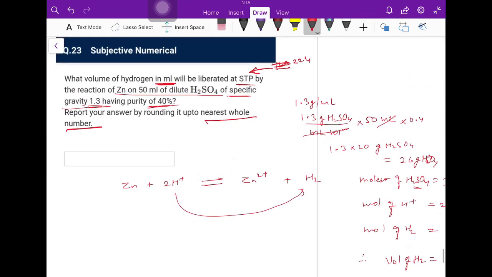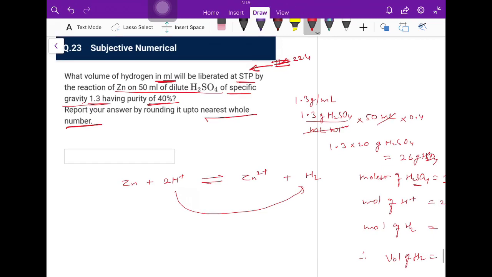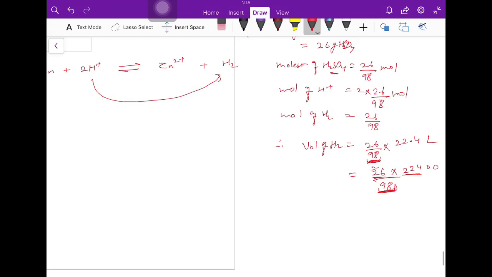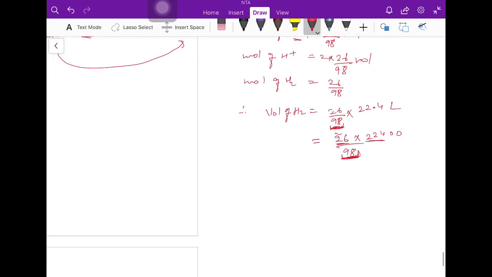Now what of the significant figures? If you consider the significant figure, then you will have to answer in only 2 significant figures, but I do not think they will consider any significant figure here. So you need to multiply these two numbers, 26 into 224, and then divide it with 98, and only then can you claim the answer.